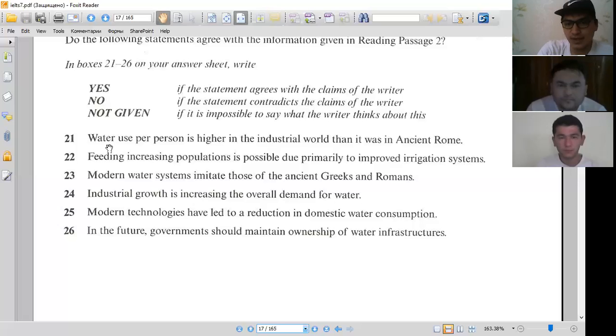You also have to account for the number of questions. For example, if it's the first question, 21, this question appears from paragraph 1 or paragraph 2, right? The second question from paragraph 2 or 3, like this. So the answers in the paragraphs may appear in the order of the questions. Clear?